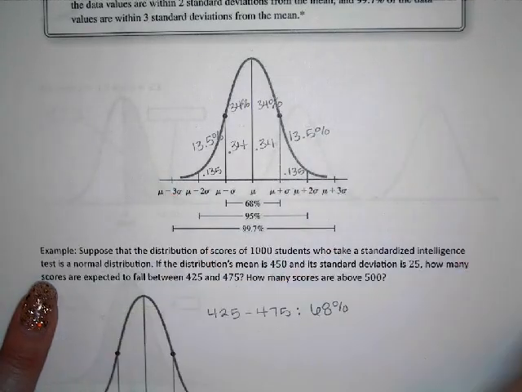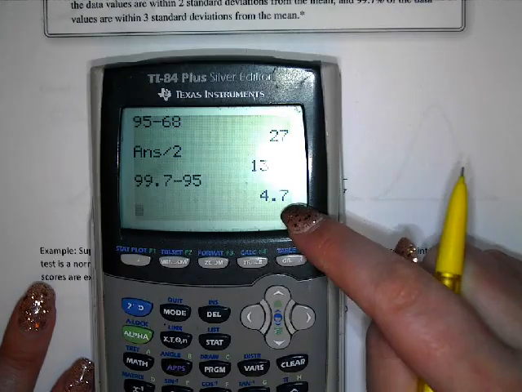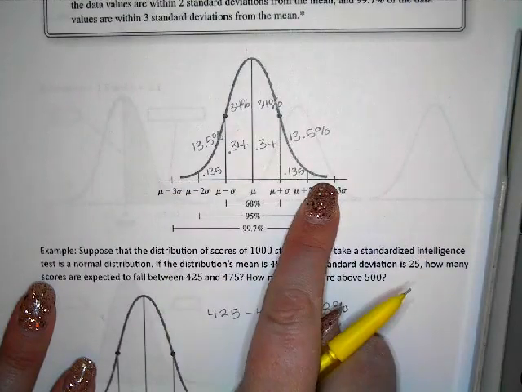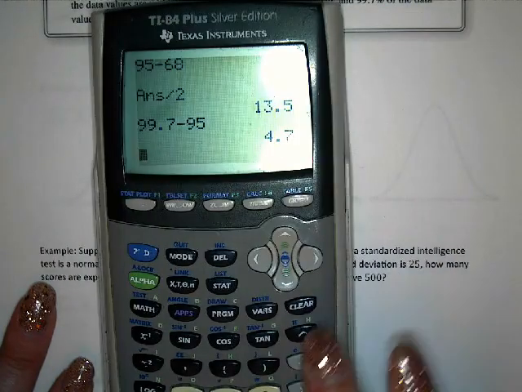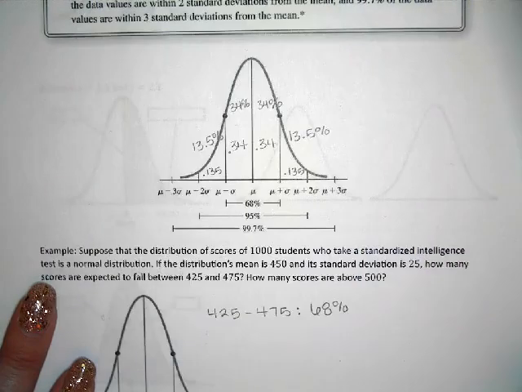Then 99.7% of the data is between 3 standard deviations below the mean and 3 standard deviations above the mean. So I'm going to say 99.7 minus 95. That means 4.7% is right here and right here. And I'm going to split that in half, and so that's 2.35%.